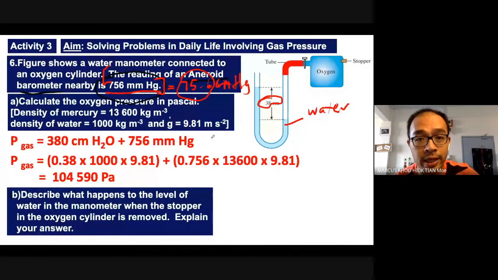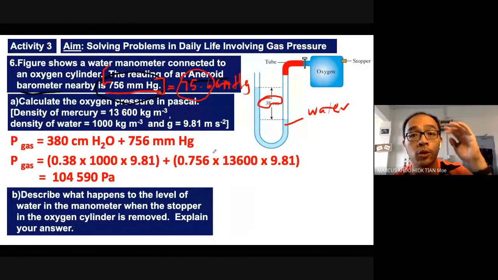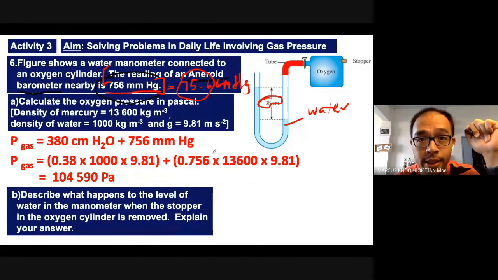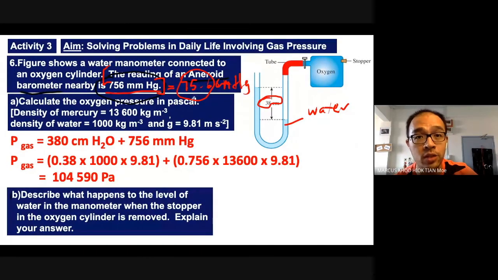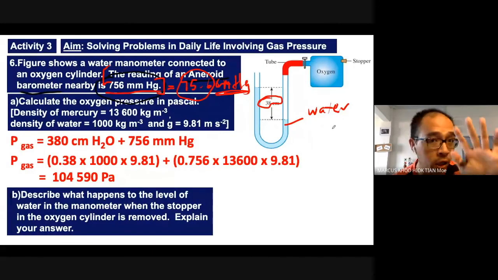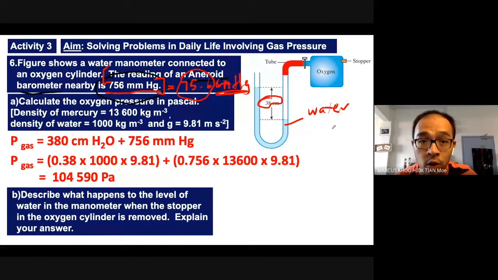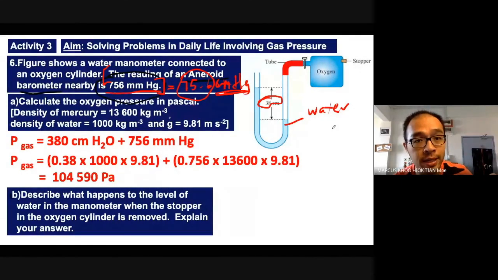So this is one of those cases where you have to convert everything into Pascal, then you can add them together. This is basic physics calculation lah. If you want to add two things together, you must make sure that they're in the same unit. The point of this exercise is to show you that centimeter mercury and meter water, or even meter mercury and meter water, is not the same. You cannot add them together because one is using mercury and the other is using water. So when you have this kind of case, convert to Pascal first and then only add them together.